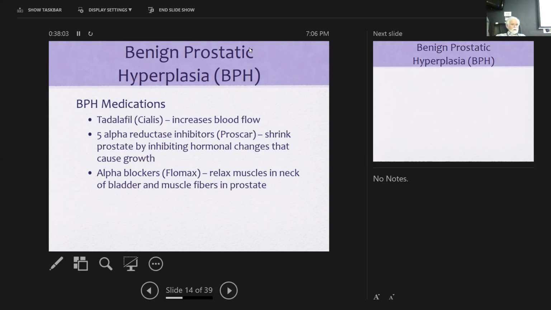We use drugs that we call 5-alpha reductase inhibitors. Proscar is the prototypical drug to shrink the prostate by interfering with the hormonal flow, or alpha blockers like Flomax to relax some of the muscles and the muscle fibers that reside within the prostate, and then by relaxing, take the pressure off the urethra. These drugs work pretty well, but it takes a while, and that was my friend's issue.